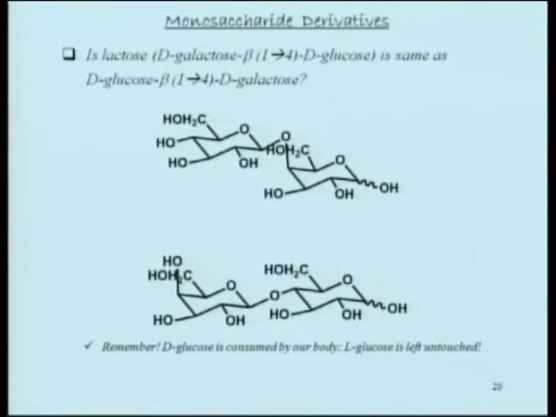So I want to ask you this question. If you have lactose, for example, D-galactose beta-1,4 D-glucose, is it the same as D-glucose beta-1,4 D-galactose? I think you all know the answer, but I want you to just think a little bit about what this is. So what is the difference? The difference is that galactose and glucose have been swapped. The two have been swapped.